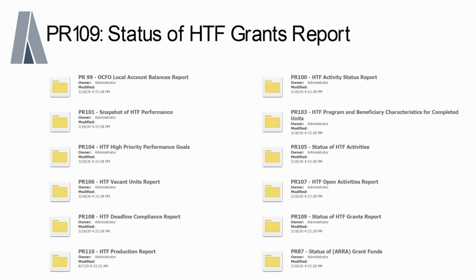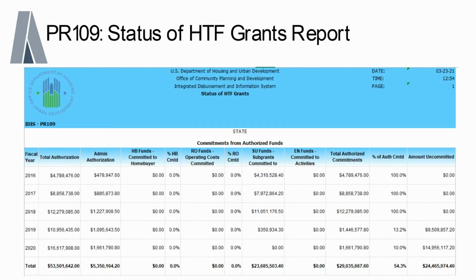Finally, let's review the PR 109 Status of HTF Grants report. The PR 109 is a financial summary report that provides a wealth of information for each HTF grant, including data on commitments and disbursements by grant year and fund type. The first page of this report provides an overall summary of HTF commitments by grant year. Using this page of the report with the PR 108 HTF Deadline Compliance Status Report will give you the most complete picture of the status of your HTF commitments.